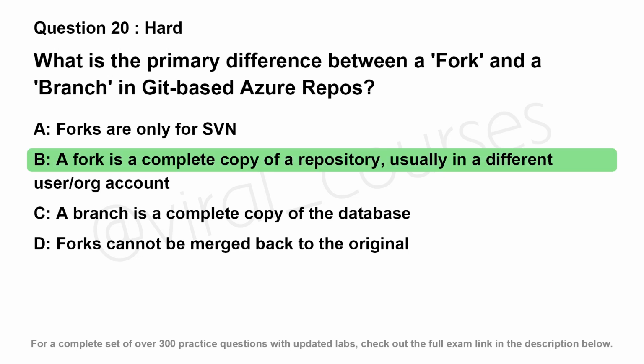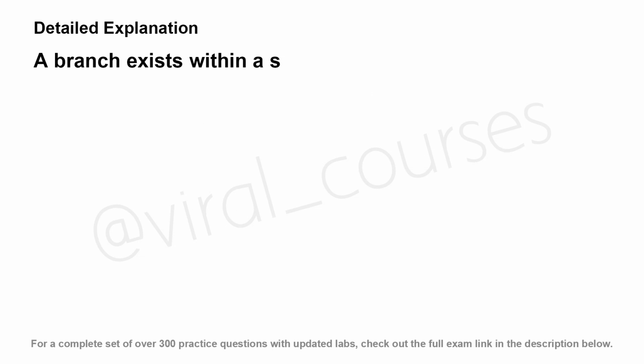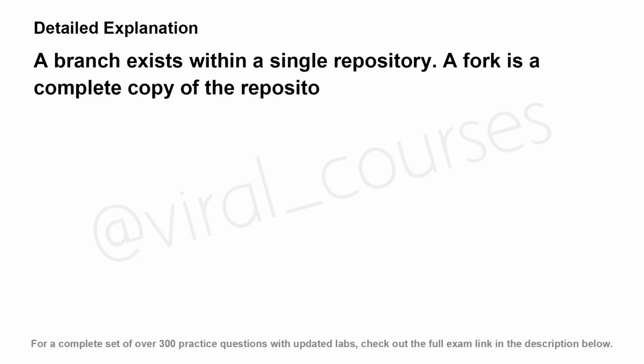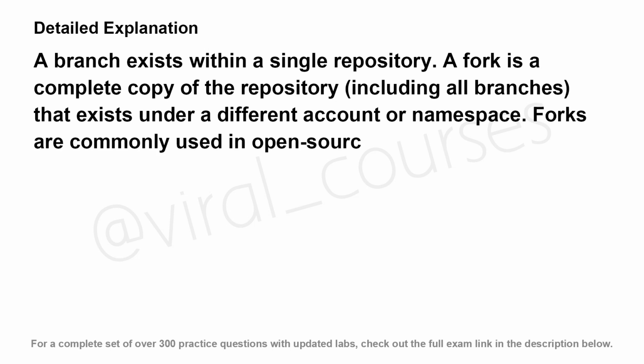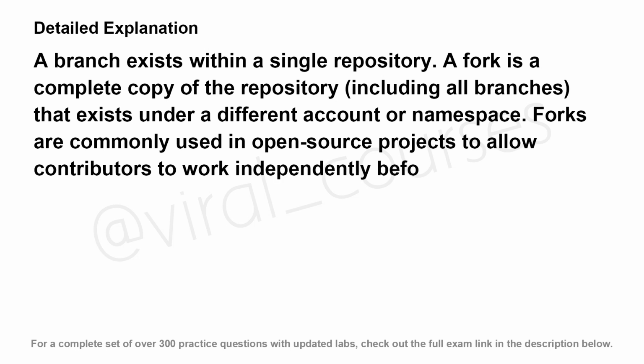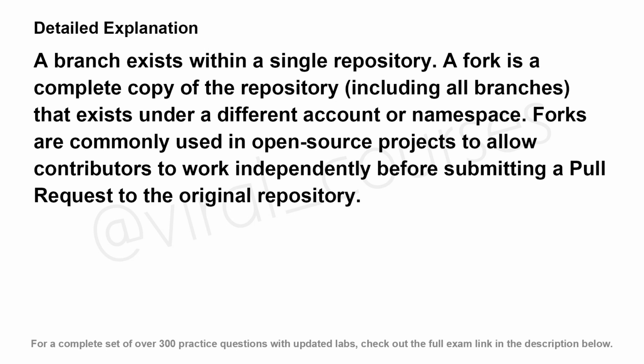A branch exists within a single repository. A fork is a complete copy of the repository, including all branches, that exists under a different account or namespace. Forks are commonly used in open source projects to allow contributors to work independently before submitting a pull request to the original repository.